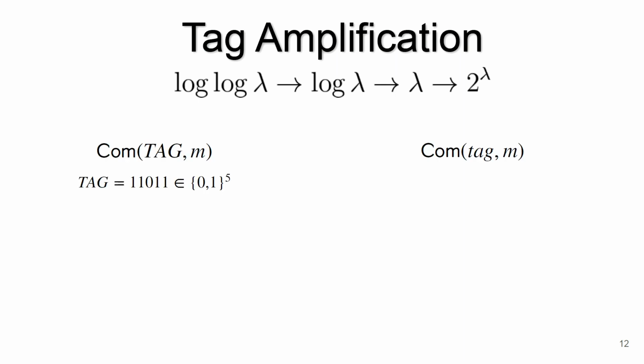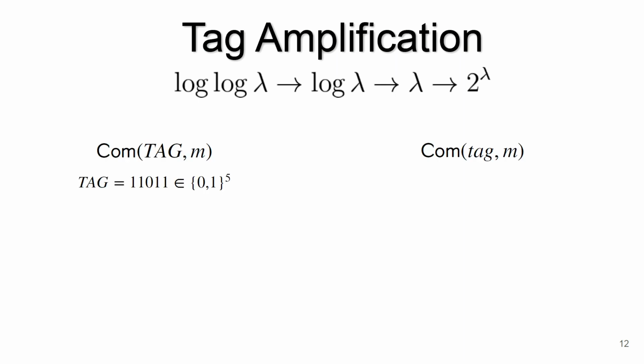Great. Now that we've described what the main security game is, let me show you the construction. There's a tag amplification procedure where you want to go from log lambda many tags to 2 to the power lambda many tags. And we're going to do it in stages. We're going to do an exponentiation once, and so we get to log lambda, and then we're going to do it two more times to get lambda, and finally 2 to the lambda. So how to do it?